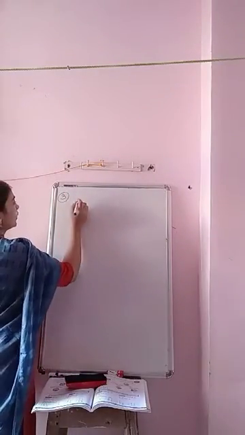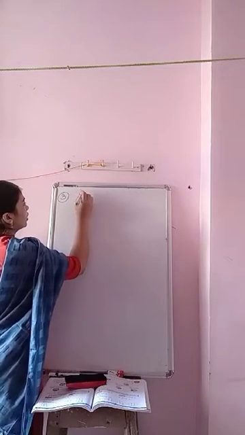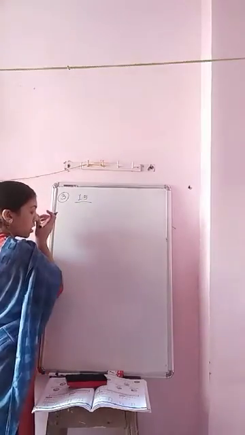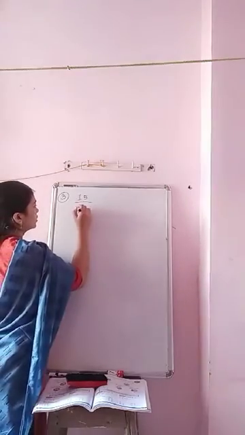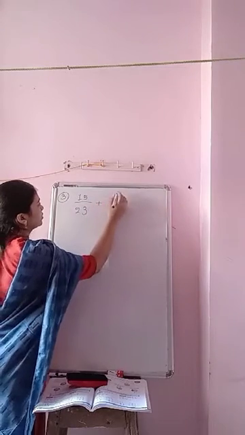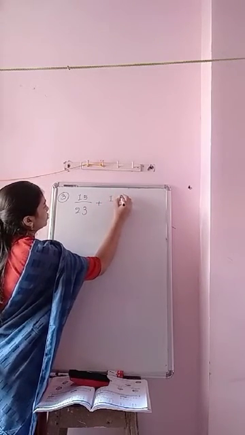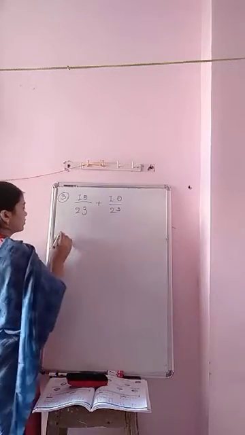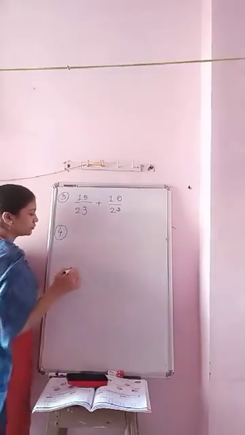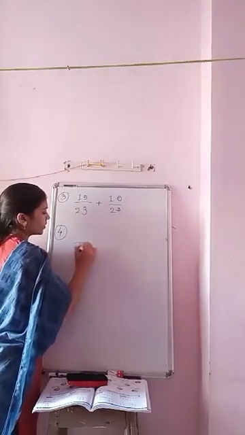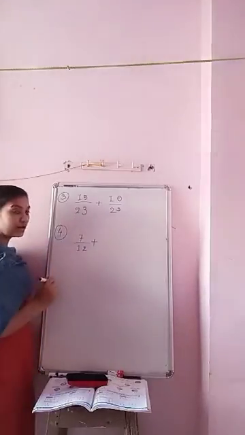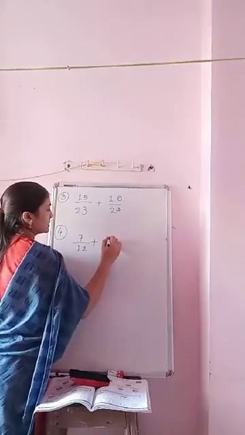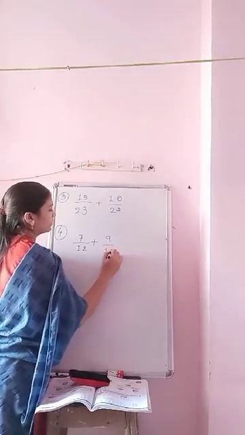Third, 15 divided by 23 plus 10 divided by 23. Fourth, 7 divided by 12, 7 by 12 plus 9 by 12.